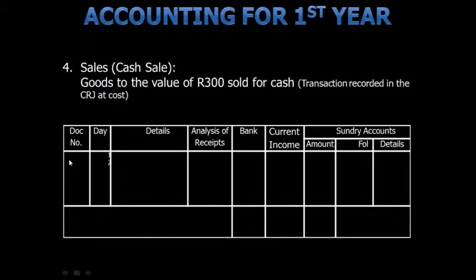So we'll enter the document number, the date of the transaction, the details in this case will be sales. Because this is a cash transaction, we will enter the amount under the analysis of receipts column. This was cash coming into our bank account, so 300 Rand is entered in the bank column, and because it involves income, 300 Rand is also entered in the current income column.